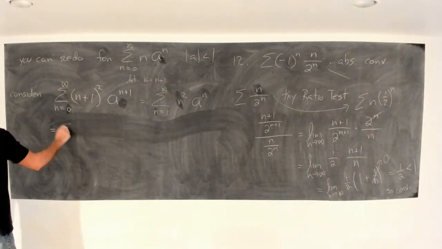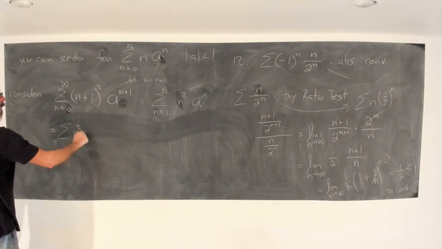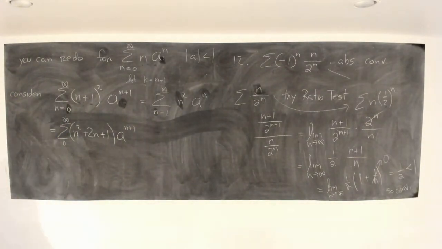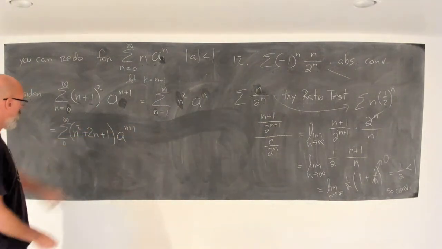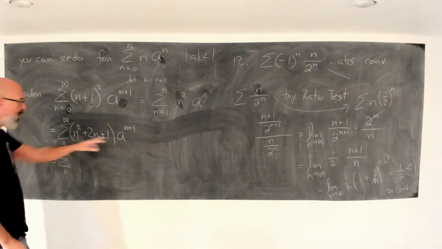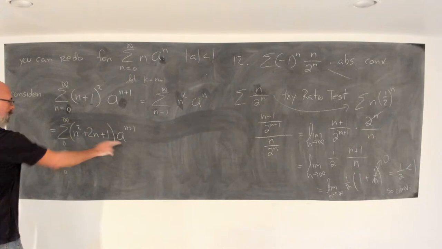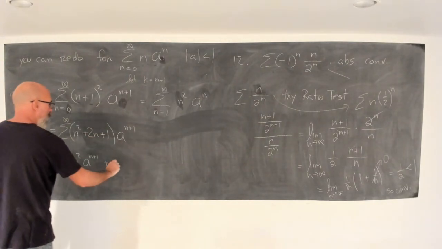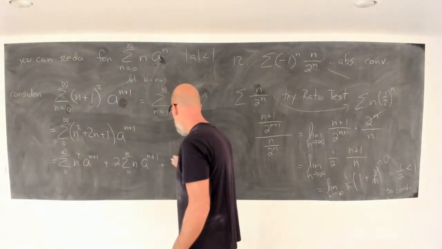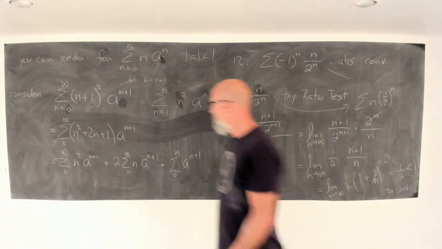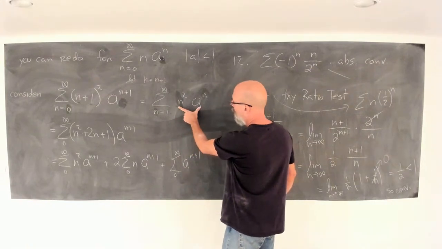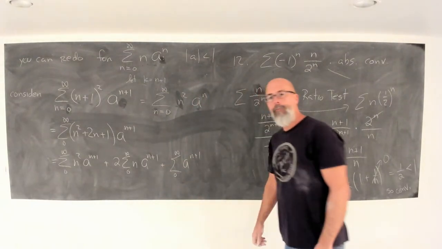But now, n plus 1 all squared is n squared plus 2n plus 1. And this you can expand, and you know that the sum of the series is the series of the sum. So this is n squared a to the n plus 1, plus 2n a to the n plus 1, plus a to the n plus 1. And when n is 0, this whole thing is 0. So I can start it at 0. No harm done. I'm just adding 0.